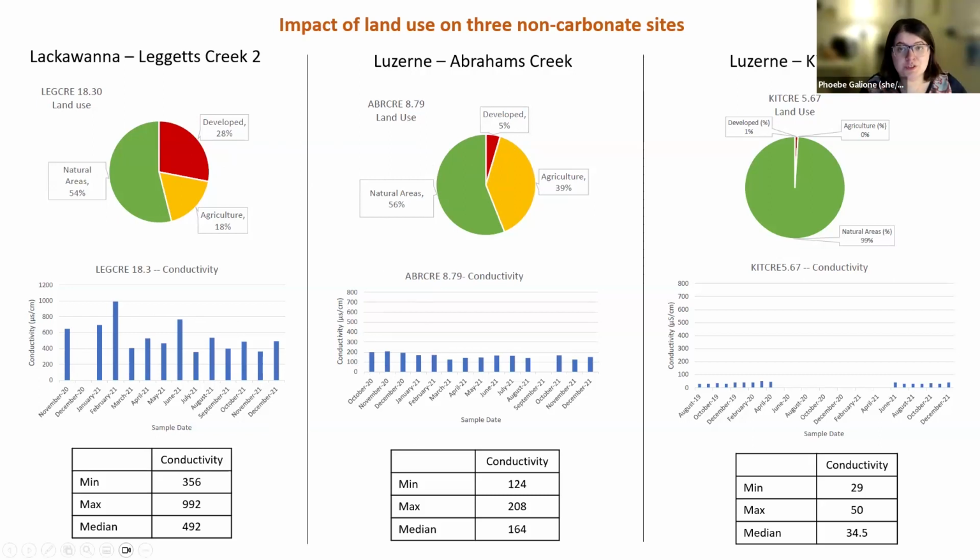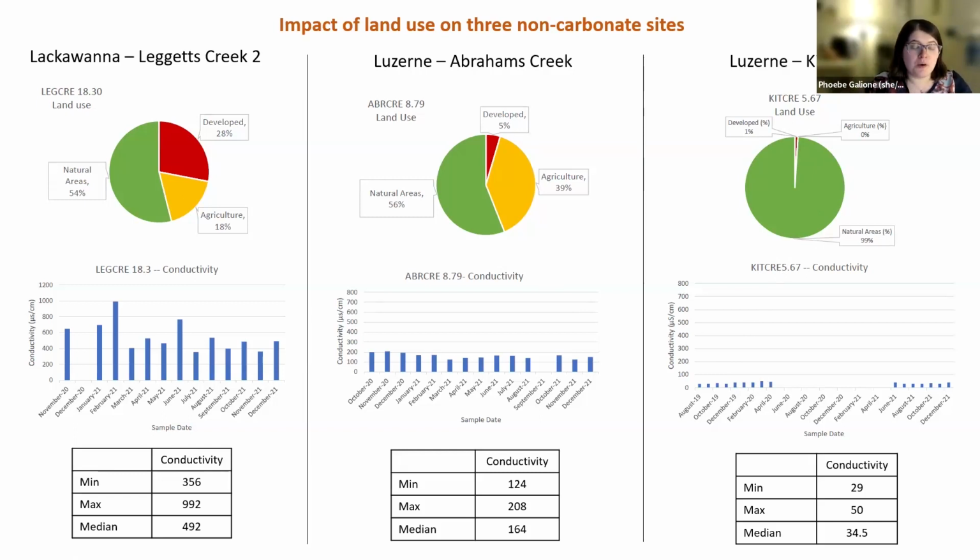If we are now going to go to Kitchen Creek here in Luzerne, there is only 1% developed and almost entirely natural. And I don't think I've ever tested a water sample with conductivity levels this low. We're looking at a max of 50. So if we were to look at these three data sets, one of the things that we could attribute the conductivity levels to could be land use, because we're seeing such a drastic change in conductivity.